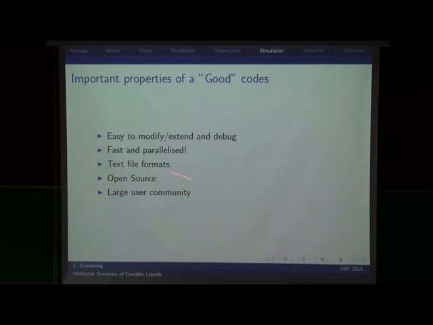Open source, I think, from a philosophical standpoint: if I contribute to a code, I want all of you to use my contribution too. So it has to be open source and not owned by some company. And if there's a large user community, it means there are a lot of people doing your work for you. There are a lot of people out there who have exactly the same problems as you, and who might already have implemented the code to solve your problems. So having a large user community is always a good thing.